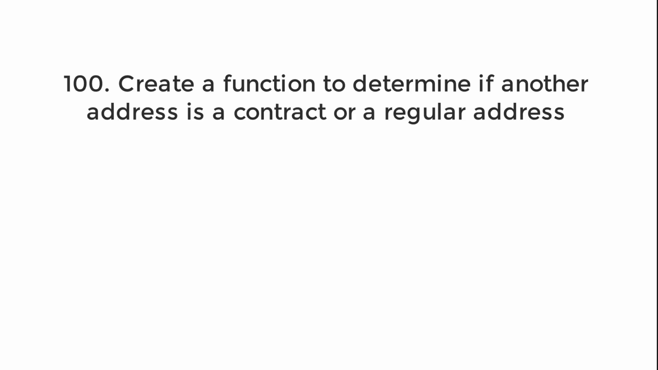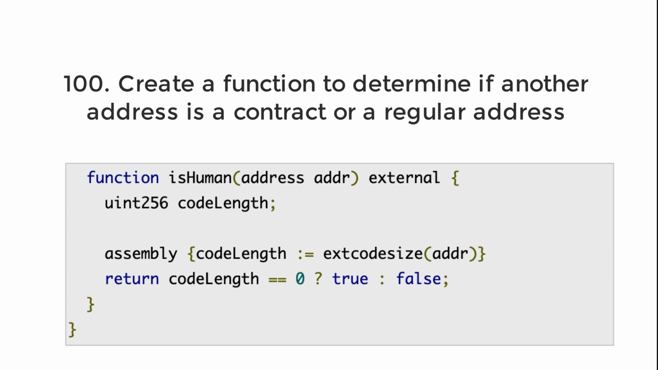Create a function to determine if another address is a contract or a regular address. For this you need assembly. We're going to create a function called isHuman. This is in regular Solidity. This function is going to accept a single address argument, the address to check. Then we define a code length variable, which is an integer. Then we define an assembly block, and we use the EVM opcode extcodesize, which gives us the code size of a specific address, and we store the result in the code length variable.